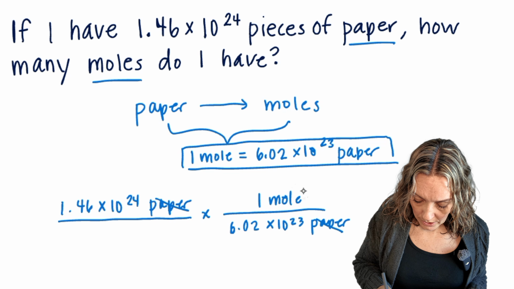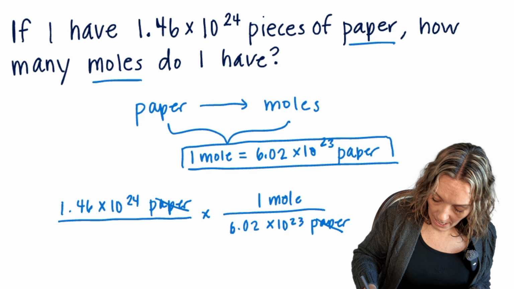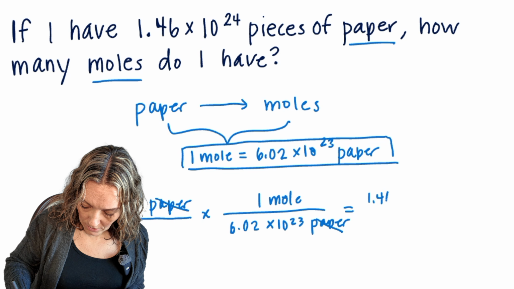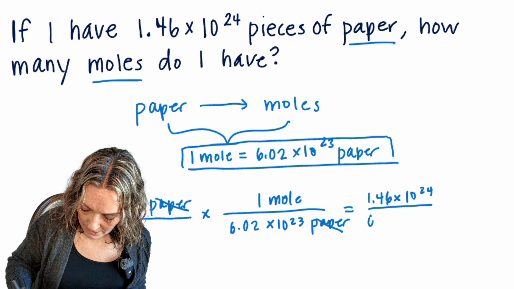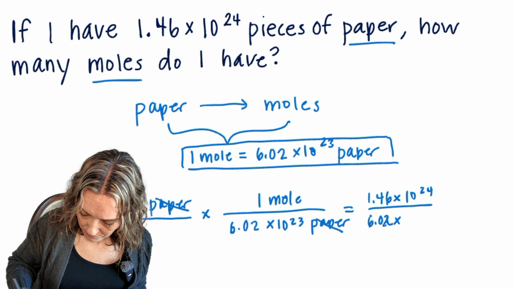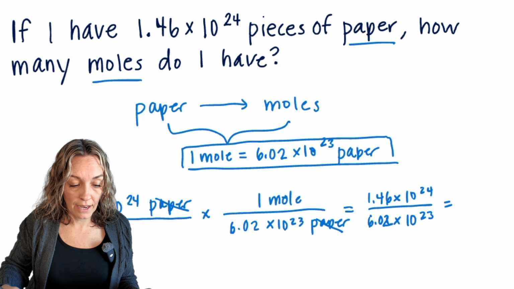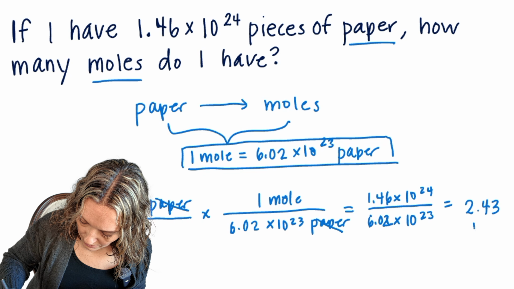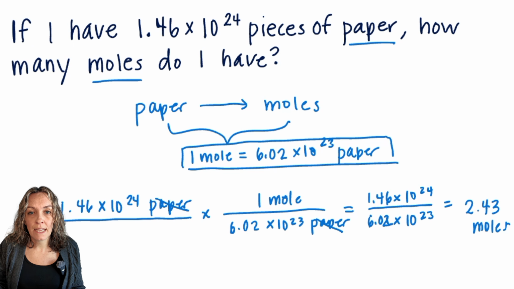Now, the only unit that's remaining is moles, and that's what the problem asked me for. So I am going to now solve. I'm going to solve by multiplying across the top, then multiplying across the bottom. I'm going to take my top divided by my bottom, and when I do that, I get 2.43 moles. This may seem tedious, but at the end of the day, this is going to make our lives a whole lot easier in chemistry.